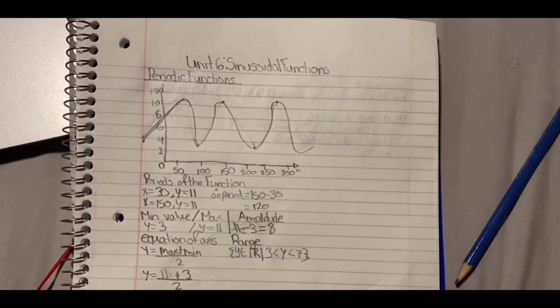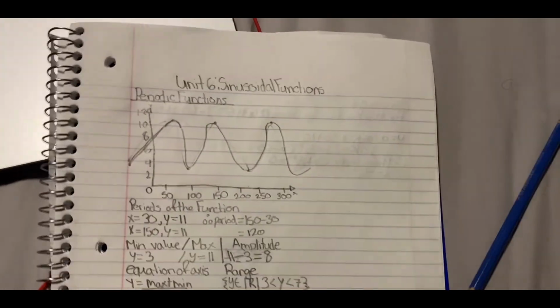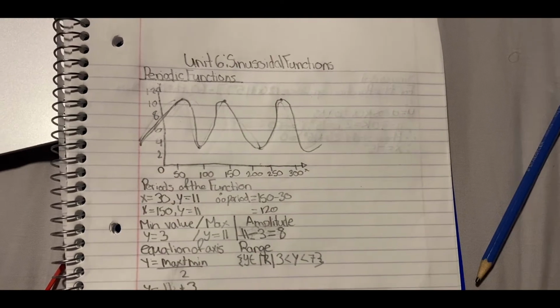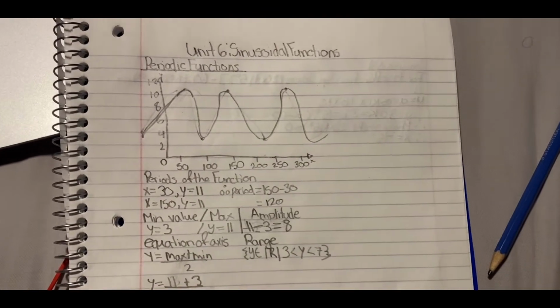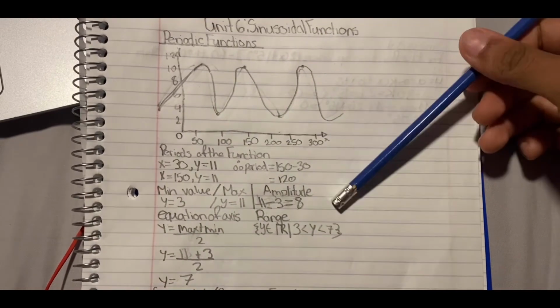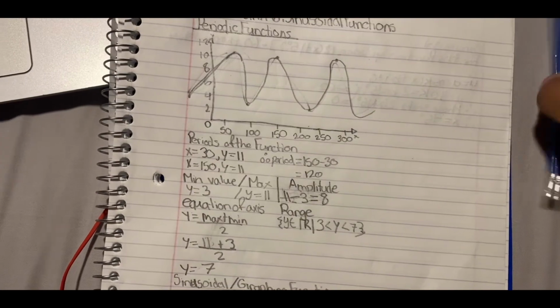Unit 6, Sinusoidal Functions. Periodic functions. To begin with, I found the period of the function by finding two amplitudes and subtracting them to get 120. Here's where I found the amplitudes, and here's where I did my calculations. Here I did 150 subtracted by 30, which equals 120.